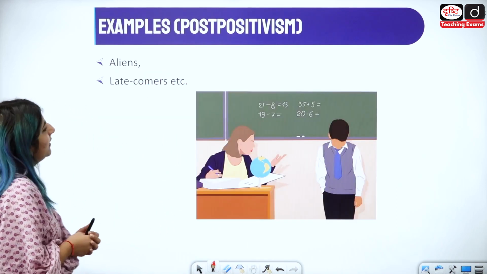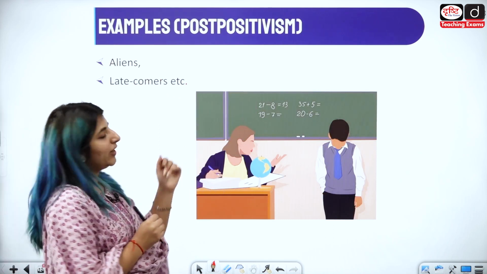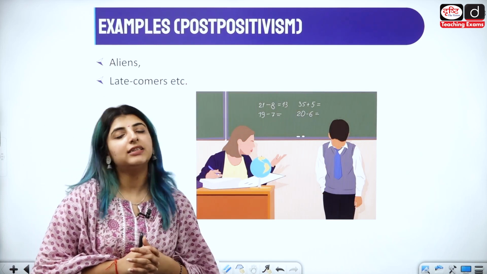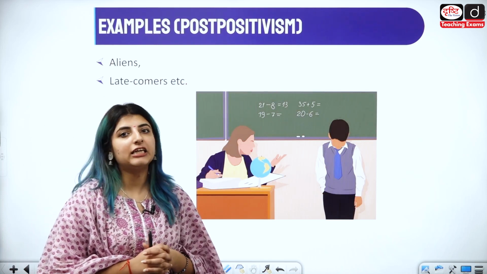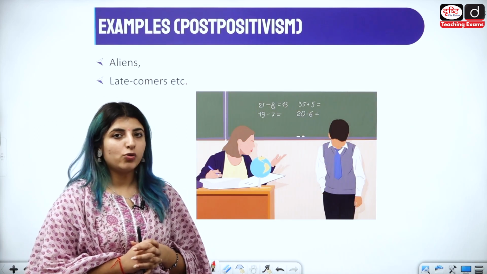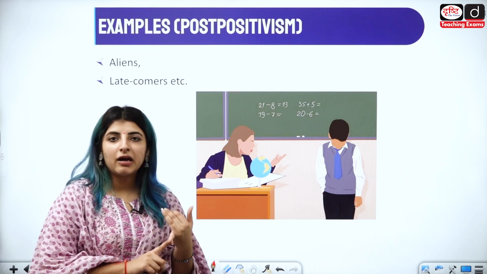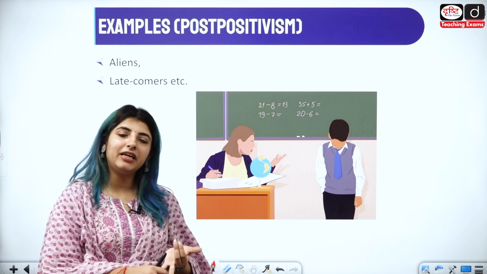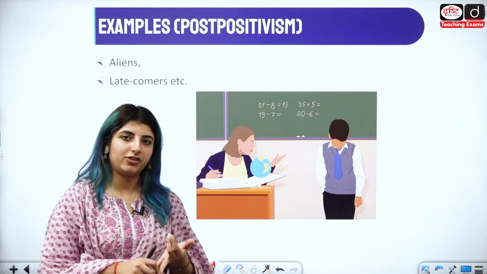Correct? The example here is, let's just look at this picture where the teacher is scolding the child and asking ki hanji, why are you late in the class each and every day? So one day he is late, there must be some other reason. The second day he says, no, I was not late, papa made me late, etc.